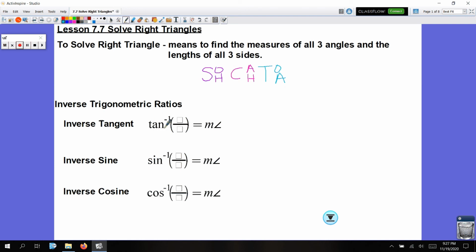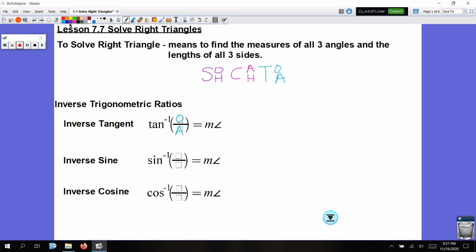So how you enter this on your calculator, you hit second, and then where the trig function button is, above it, you'll notice the inverse function, right? So above sine, you see sine inverse. Above cosine, you see cosine inverse. And above tangent, you see tangent inverse. But the ratio is still the same. The thing is, you need to have both of these sides given, and you can find the measure of that angle. I'll show you a couple examples and it'll make sense.